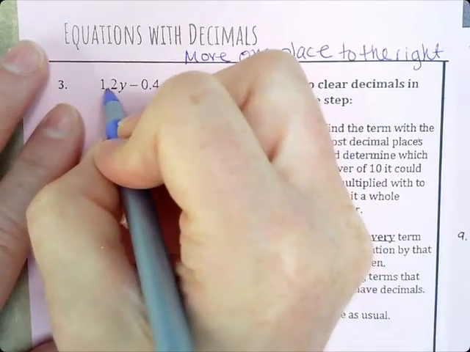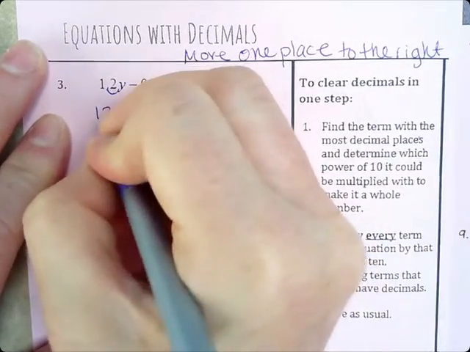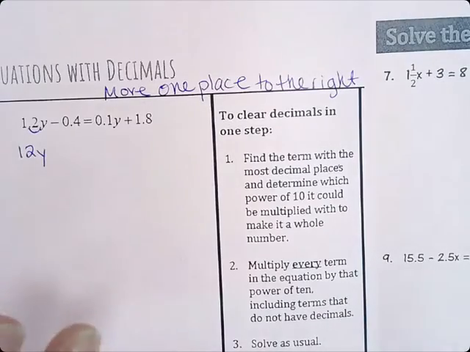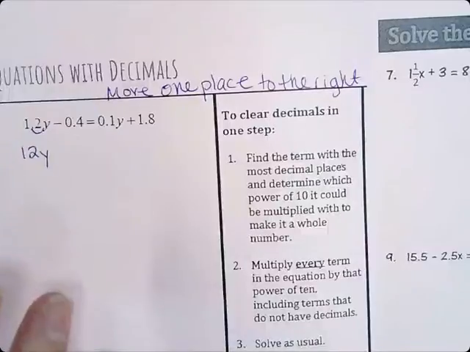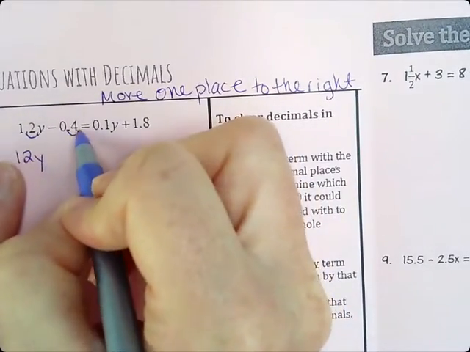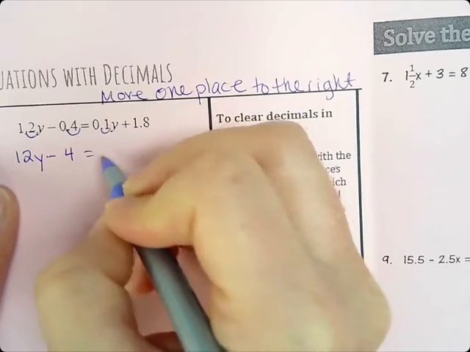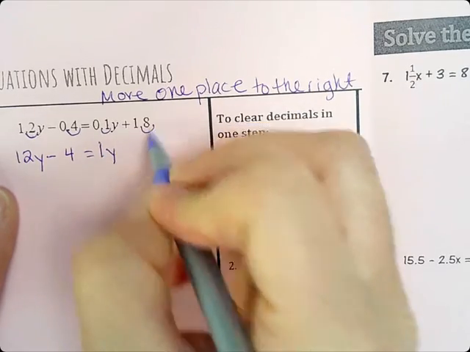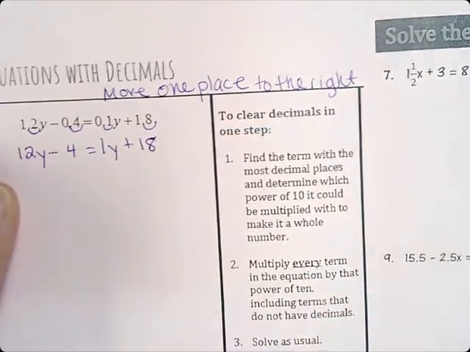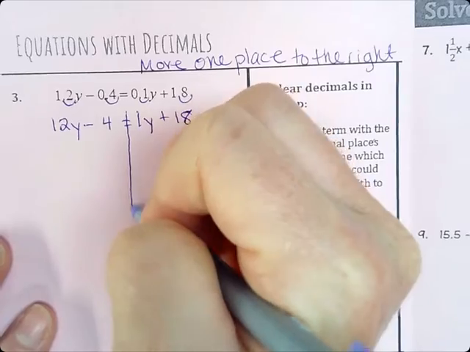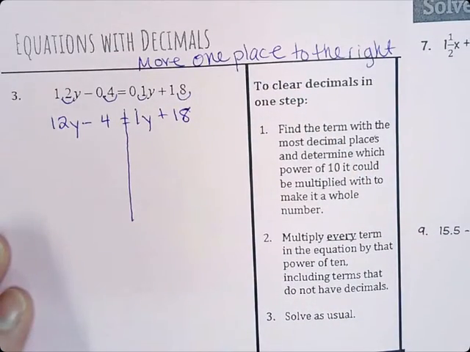So this would be moved over one place, making it 12y. This one, move it over one place, so that'd be minus 4 equals. Move this over one place, 1y. Move this over one place, plus 18. So just getting rid of that decimal actually makes it look like a simpler problem. So now we solve like usual.